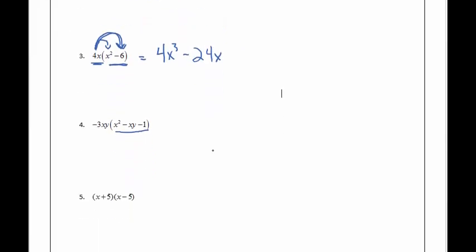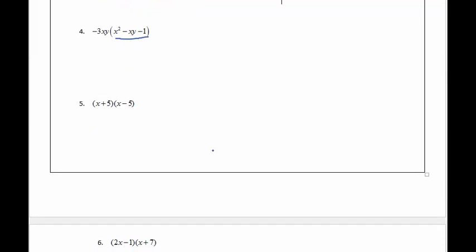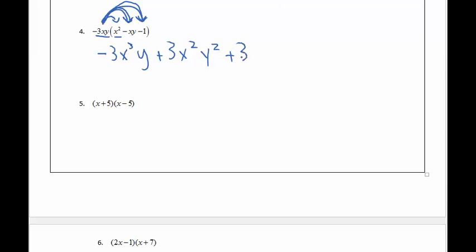Okay. Same idea for number 4. I'm going to have to distribute this guy through all 3. So first up, negative 3xy times x squared. You're going to multiply the x's. You get negative 3x cubed y. Next up, negative 3xy times xy. So a negative times a negative gives you a positive. X times x, x squared. Y times y, y squared. And then finally, the third case, negative 3xy times negative 1 is a plus 3xy.